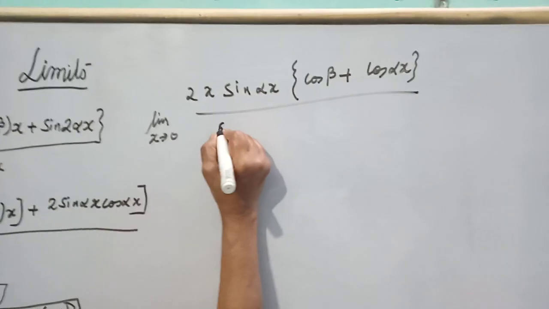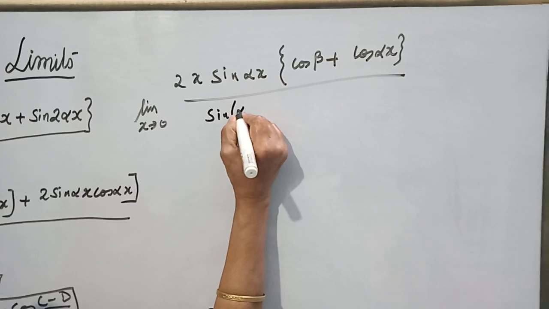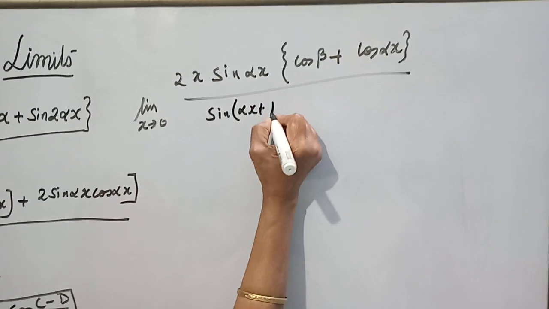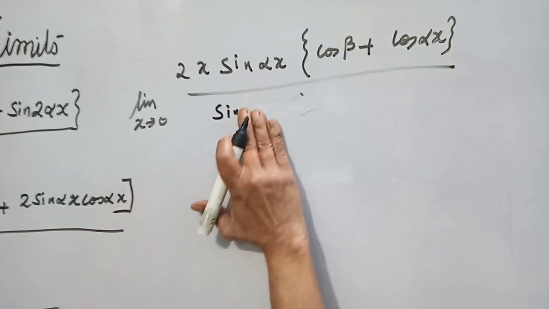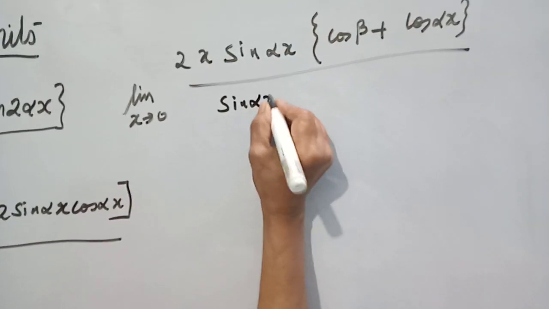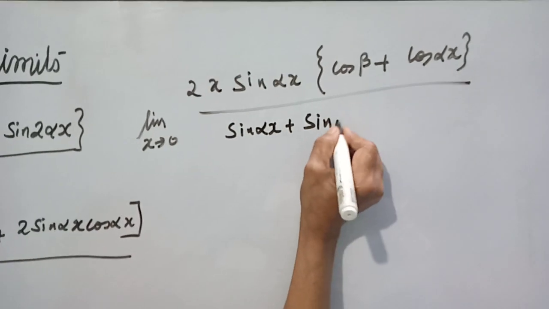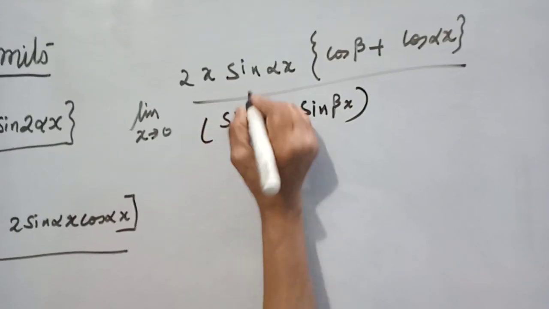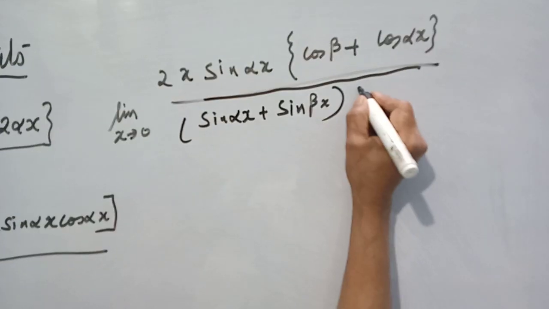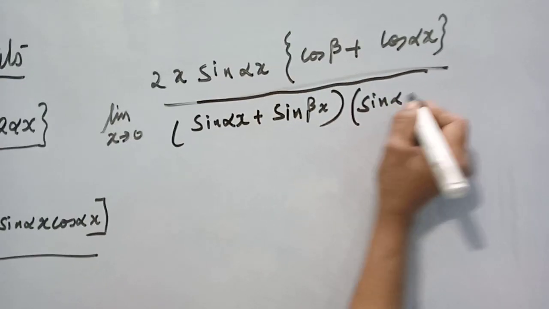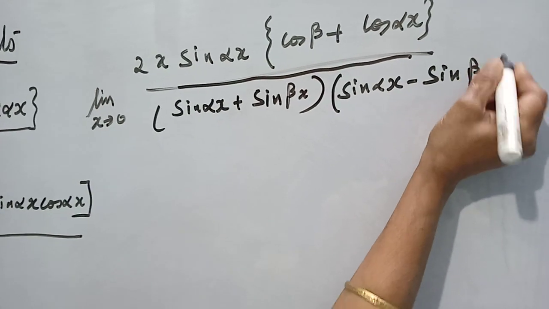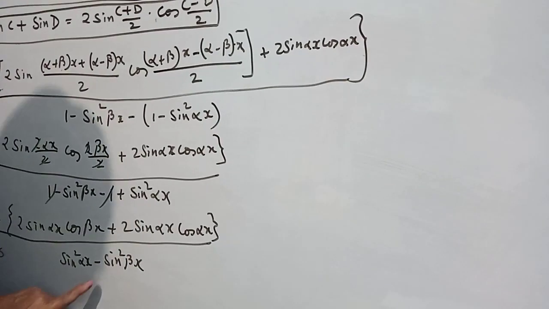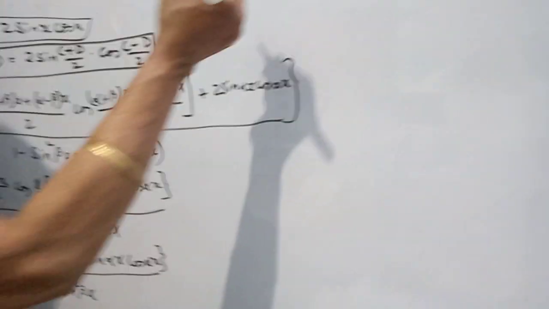So this is sin alpha x plus sin beta x, and this is sin alpha x minus sin beta x. This is sin square alpha x minus sin square beta x. So this is a square minus b square, a minus b into a plus b.